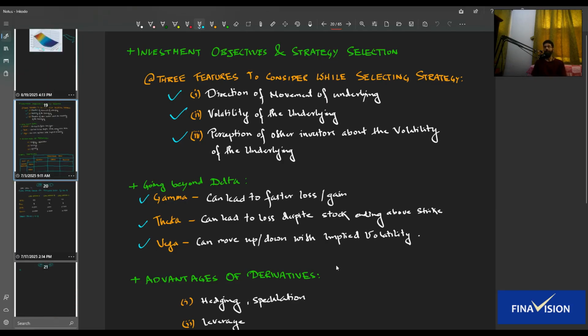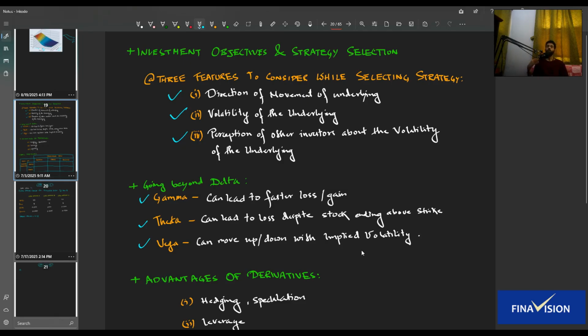The degree has to be different. If the theta decay is more than the rise in price, then there will be a loss even when the price actually rose above the strike price, right? Now, a few advantages of derivatives. So while trading, one has to look into all these factors and then make a decision on the direction of the trade, on the nature of the trade, and whether the trade should be made or not.